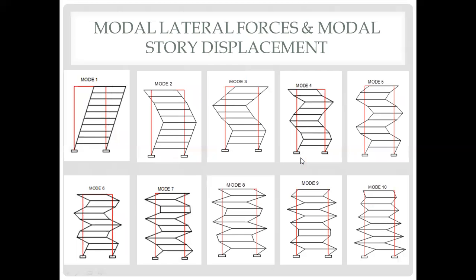And then, ito na yung modal lateral forces and modal story displacement na illustration. So, ito for mode 1. Pag ganyan siya, ang movement ng building. Then, sa mode 2 naman, pag ganyan, then pag ganyan. So, ito yung building. So, kapag may movement, may ground motion. So, pag ganyan siya, pag ganyan. So, ito naman, medyo same sila, pero opposite lang. And hanggang mode 10. Ito. May pattern siya, di ba?